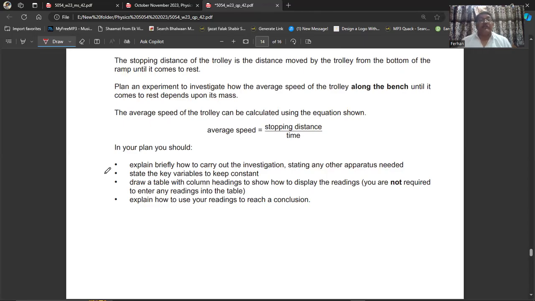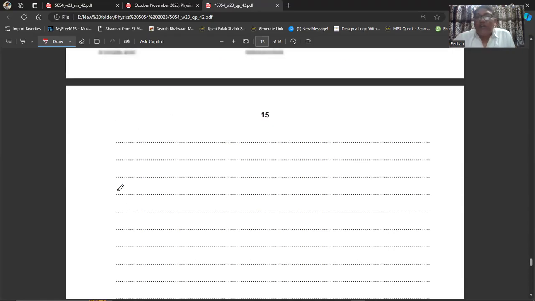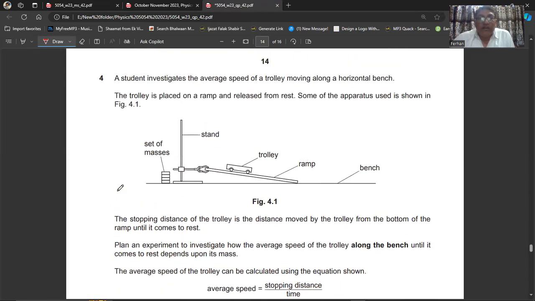State the key variables to keep constant. Draw a table with the column headings to show how to display the readings. You are not required to enter any readings into the table. Explain how to use your readings to reach a conclusion. So here we have to plan an experiment. Okay, so the plan is very simple.